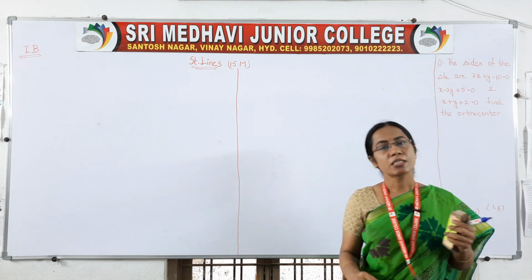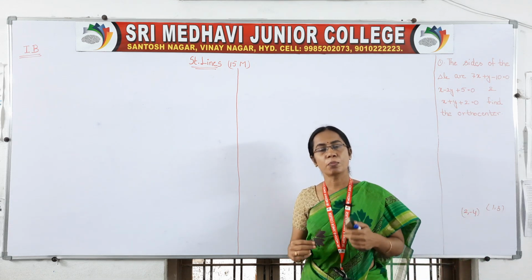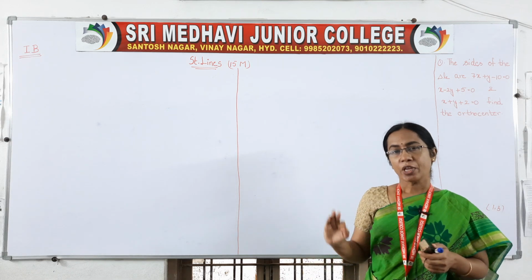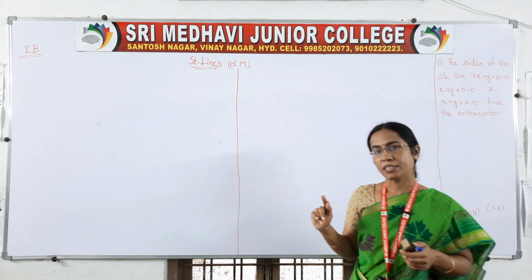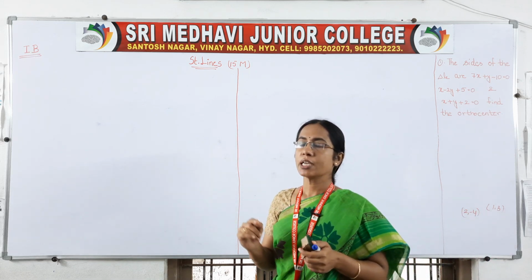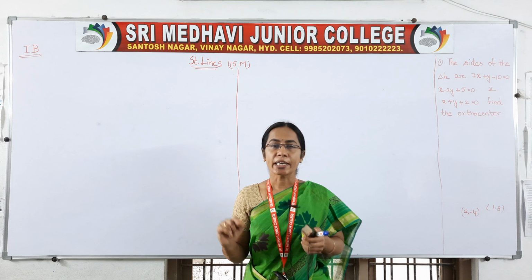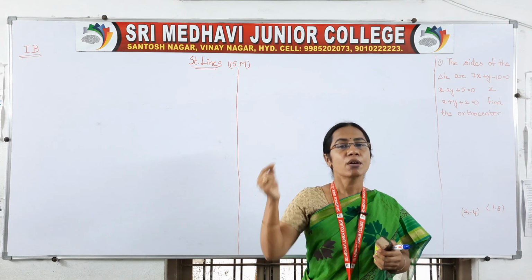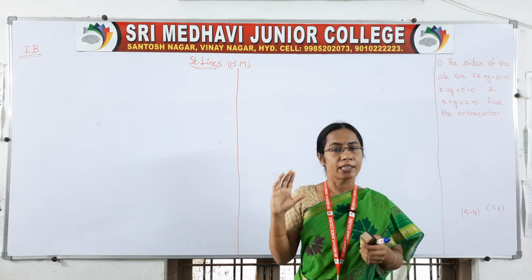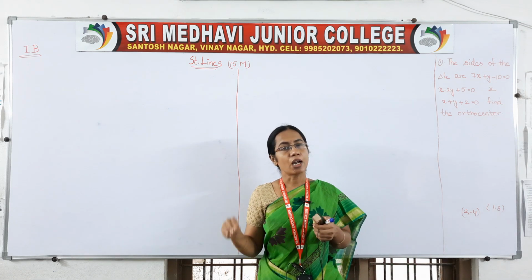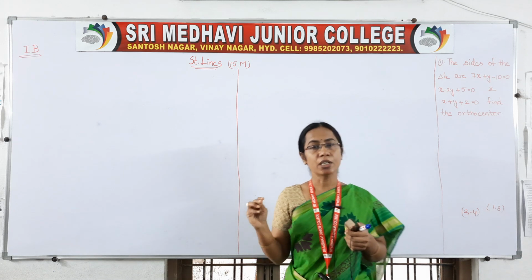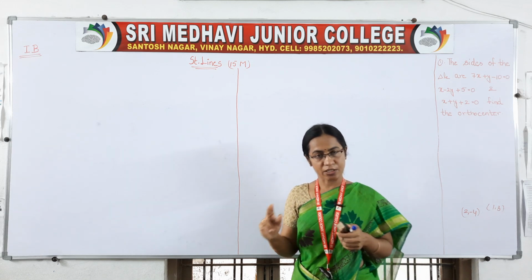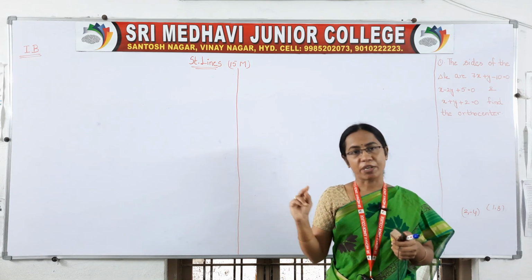In the previous class we solved the problem based on the orthocenter. So what is meant by orthocenter? The point of intersection of altitudes is called the orthocenter. And what is meant by altitude? If we take a perpendicular line from a vertex to the opposite side, that is called an altitude, and these altitudes are concurrent to each other. That point of concurrency is called the orthocenter. We discussed all these things in the previous class.